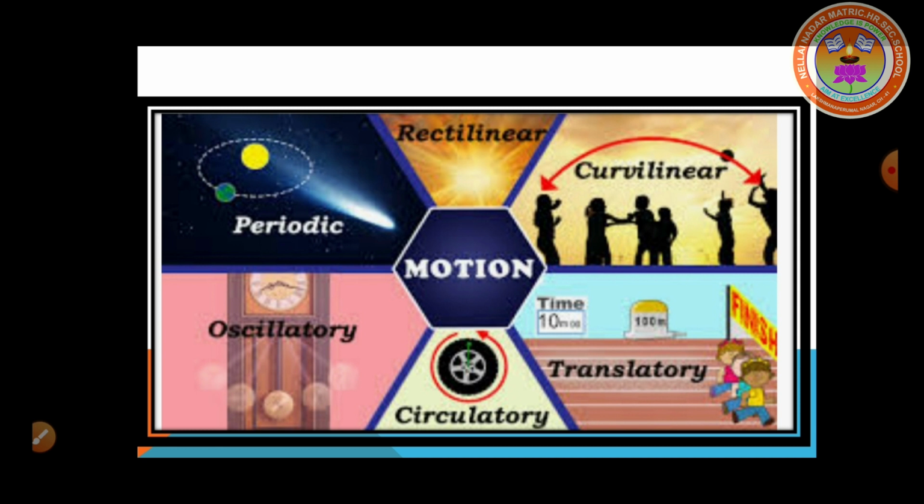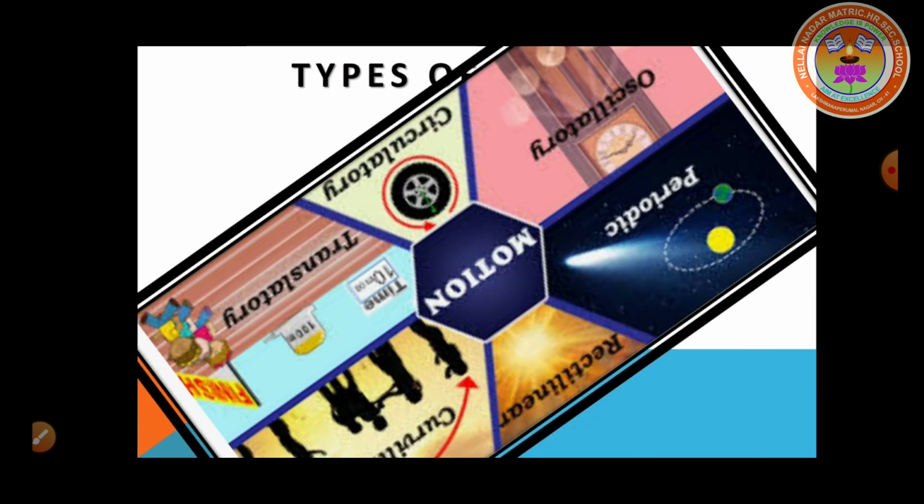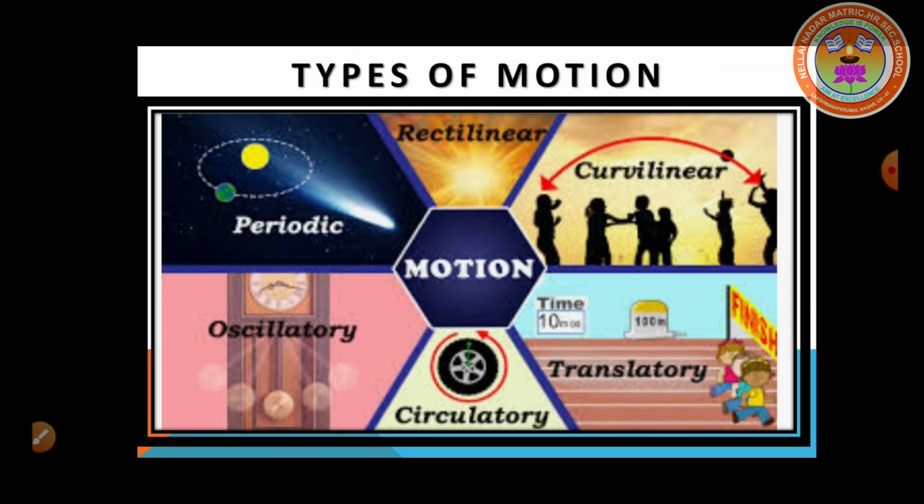And one more motion is there. This is taken as random motion, the seventh one. So what are the types of motion? The first is rectilinear, the second is curvilinear, the third is translatory, the fourth is circulatory, the fifth is oscillatory, the sixth is periodic, and the seventh is random motion.